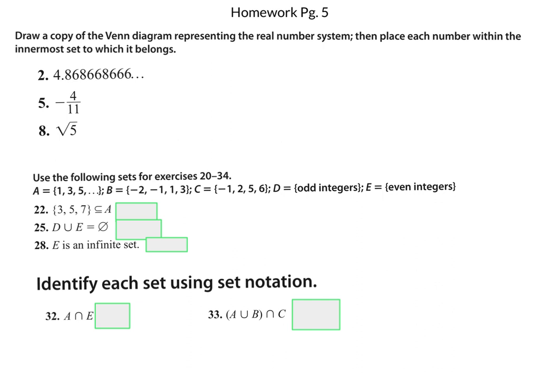For 22 through 28, you're going to use those same sets, and you're going to answer those questions true or false. And then for 32 and 33, you're also going to use those same set of numbers, and you are going to do your sets, intersection or union, and tell me which numbers fall into those sets.